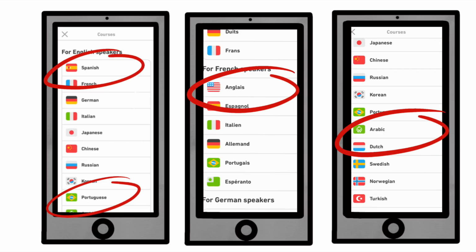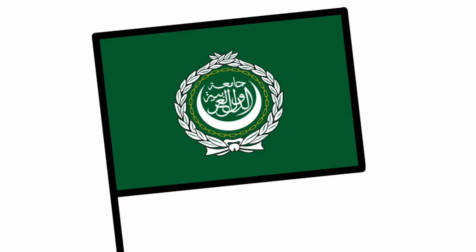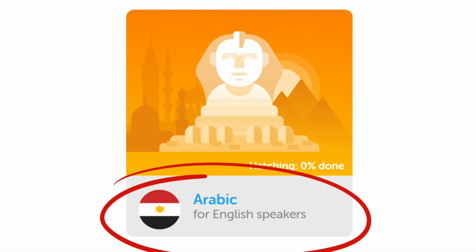Arabic is a really interesting case on Duolingo. Instead of using one country flag, they use the flag of the Arab League, an organisation made up of the majority of Arabic-speaking nations. Though from an old forum post I found on the Duolingo website, it seems they once used the flag of Egypt instead, which as mentioned is the largest Arabic speaking population on the planet.